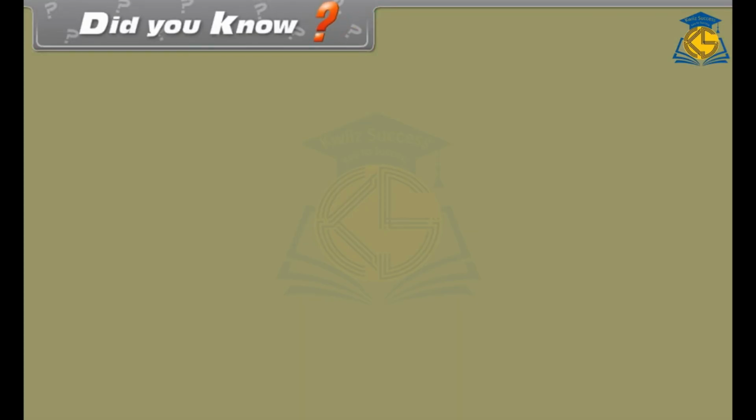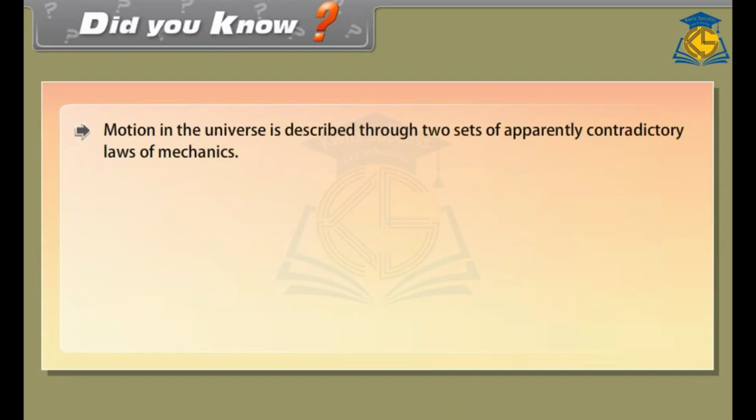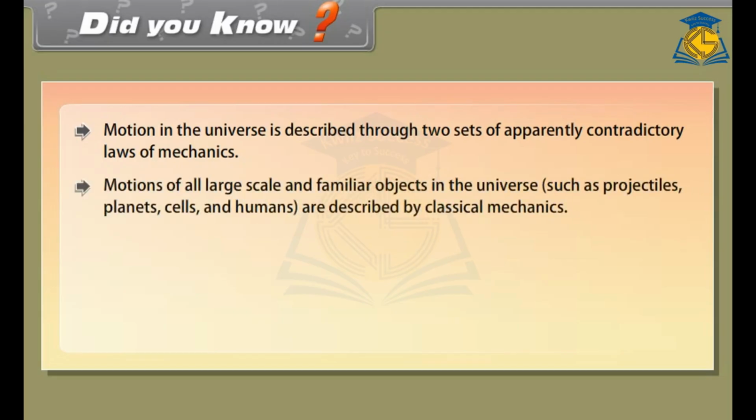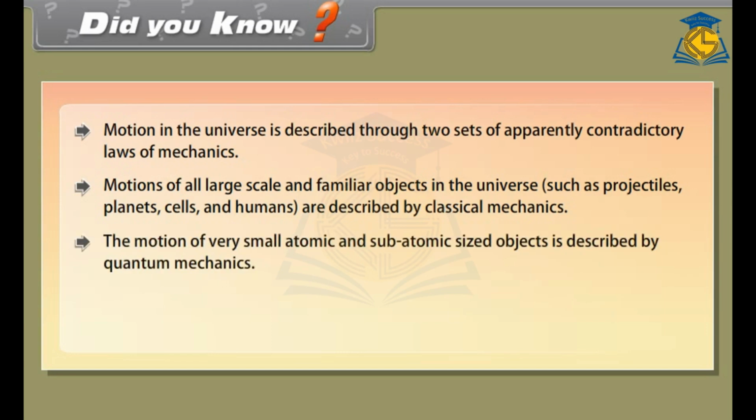Did you know? Motion in the universe is described through two sets of apparently contradictory laws of mechanics. Motions of all large-scale and familiar objects in the universe, such as projectiles, planets, cells, and humans are described by classical mechanics. The motion of very small atomic and subatomic-sized objects is described by quantum mechanics.